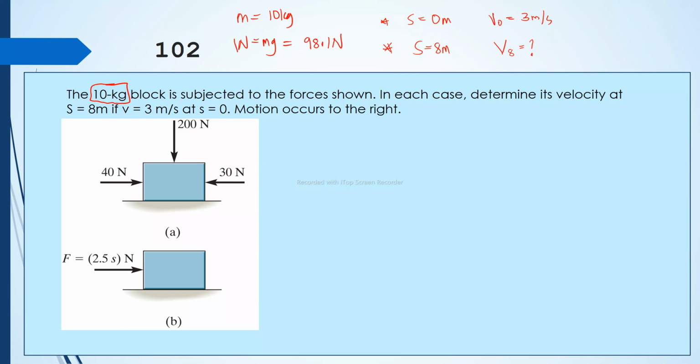And then we have here a motion that occurs to the right. So take note that the motion is horizontal, so the acceleration towards y is 0. The acceleration towards the right, or x, there is an acceleration towards the right. Okay, let's start solving this one. Let's start with case A.